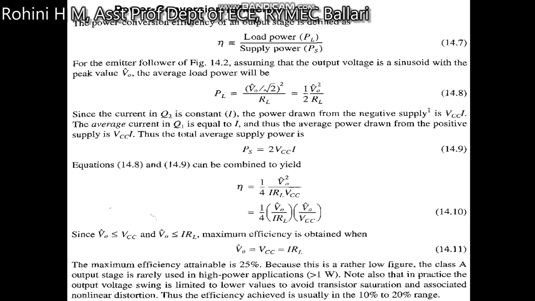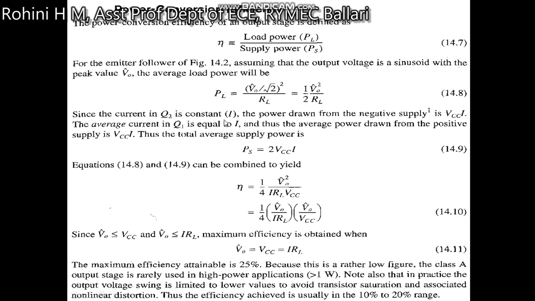Okay, so the average value they have given, we are taking for the RMS value, V_RMS by root 2. So this is the average load power, V square by RL, where V square is nothing but V0 by root 2 whole square by RL. If we solve, we get this expression.